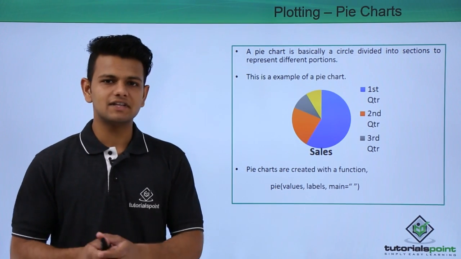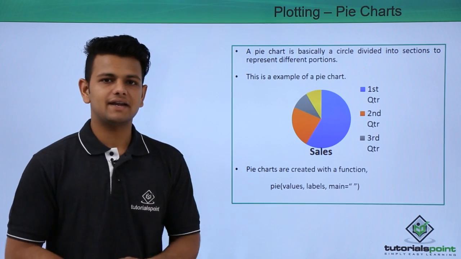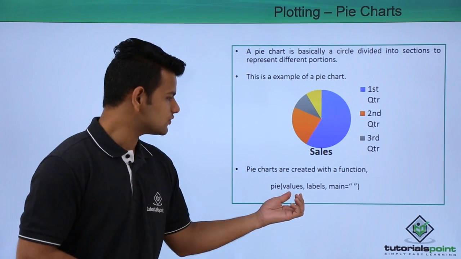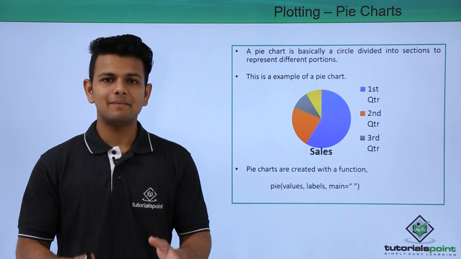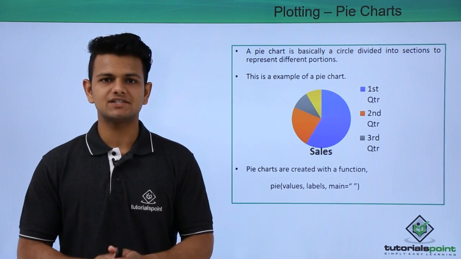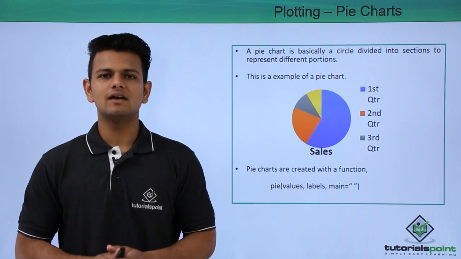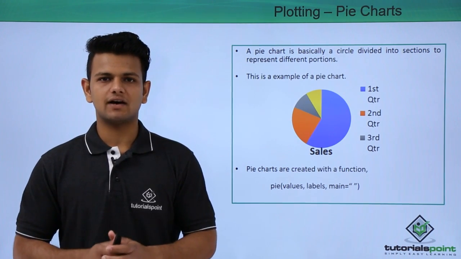Pie charts are created with a function like pie, and inside the brackets, we write the values of the sections, then the labels that we want to give to each section, and the main is used to give a heading to our pie chart. Now we'll practically see how we can create a pie chart using R.